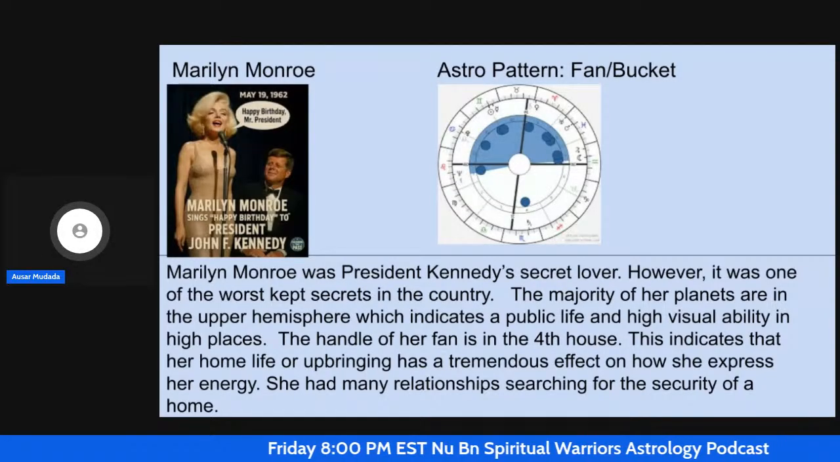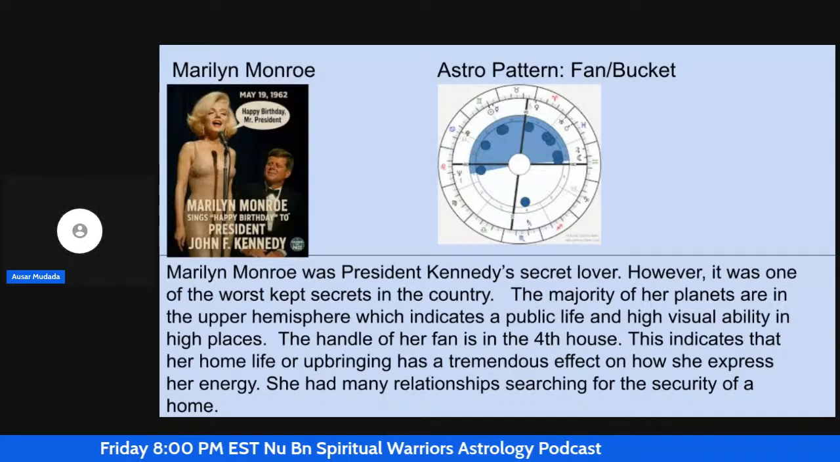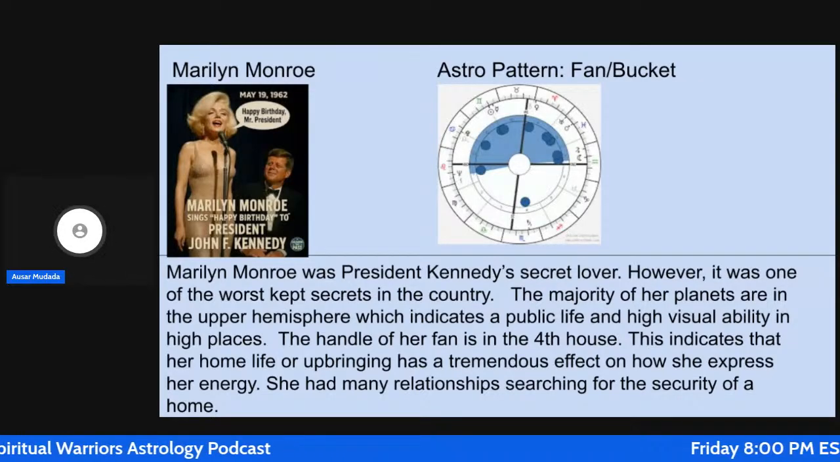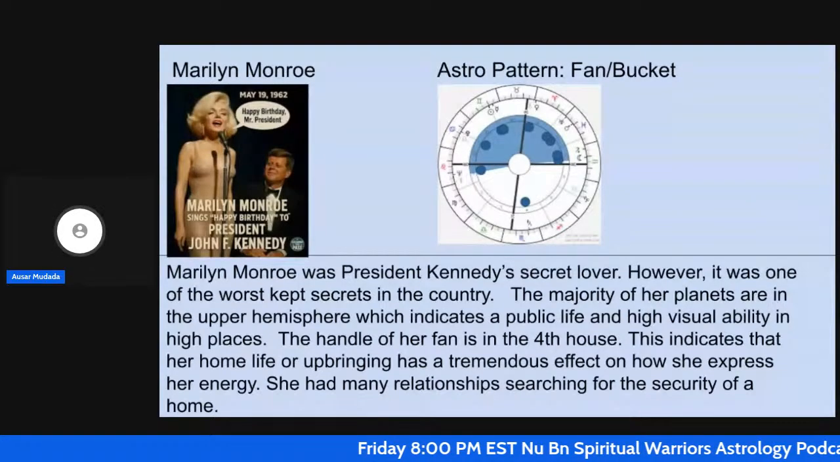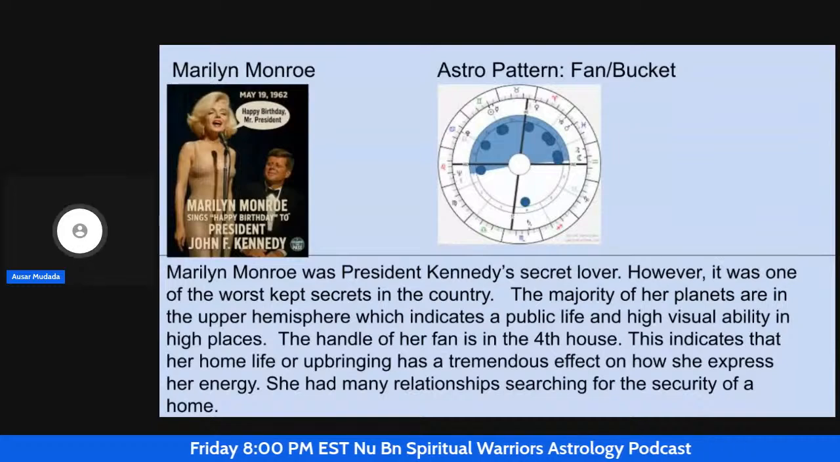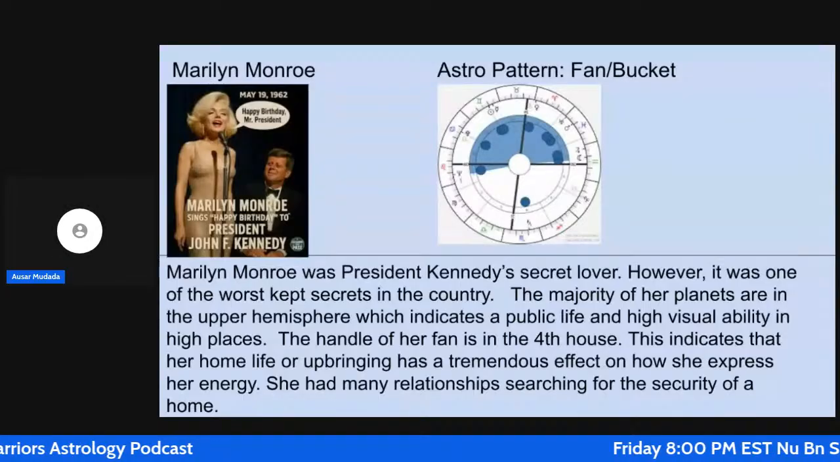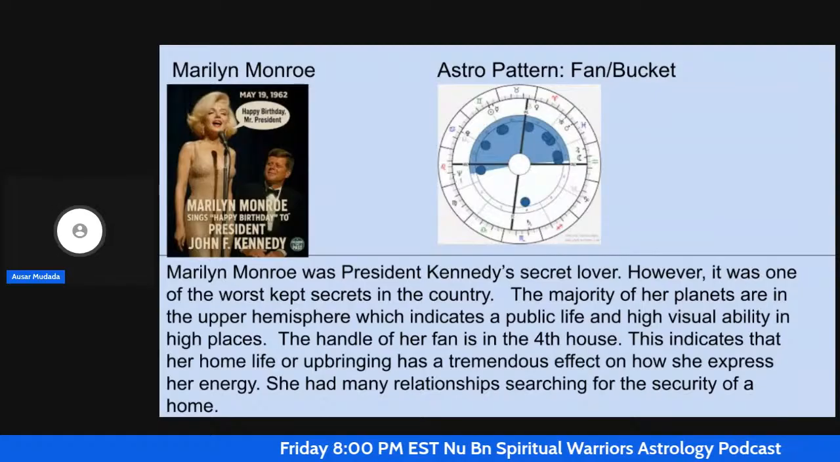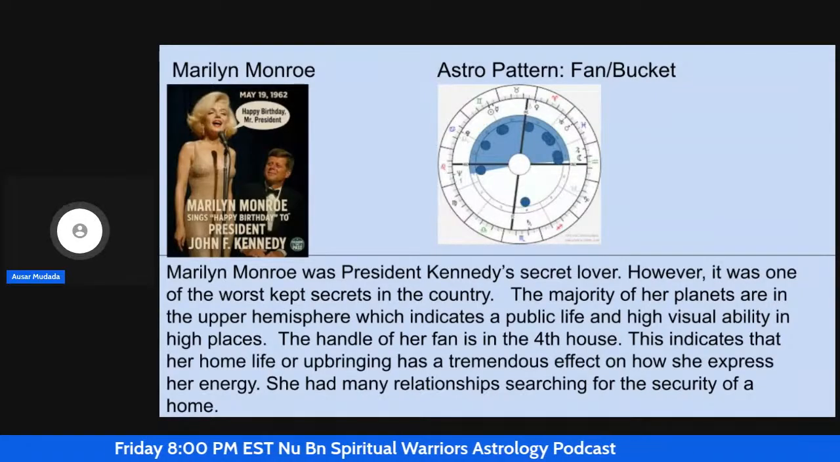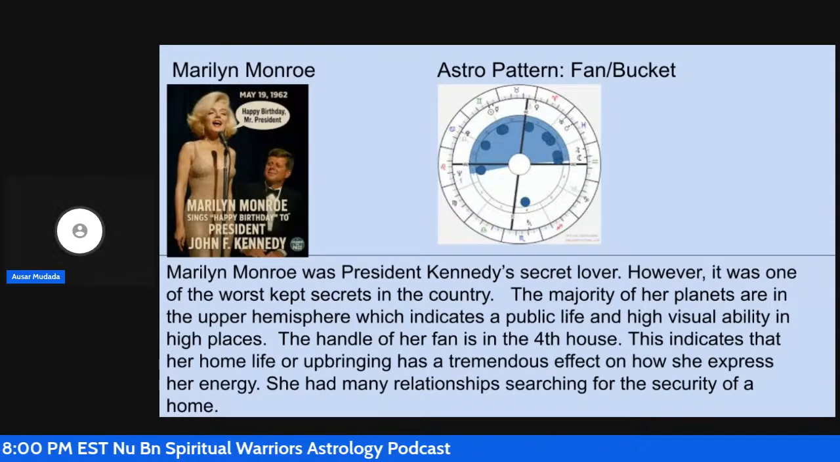The handle of her fan is in the 4th house. This indicates that her home life or upbringing had a tremendous effect on how she expressed her energy. She had many relationships searching for the security of a home. So this is a fan pattern, and a single planet is usually where the expression of the energy is funneled.